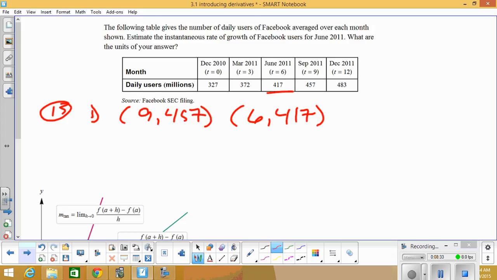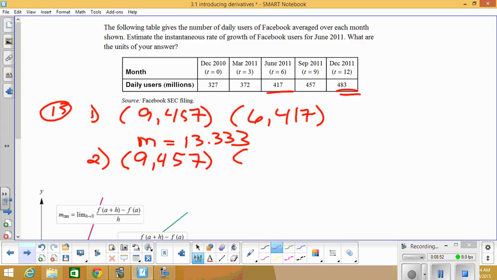And if I did that, the slope for this one should be 13.333. And then they said, okay, another way of doing it is using that same point that we want to approach, but using the point on the other side. So I'm going to use 12, 483. From here, if I do slope, I would get 8.66. And that's obviously not real good to make a guess from either one.